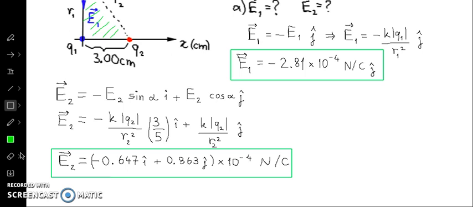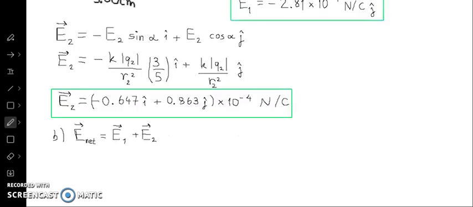Now in part B, we'd like to calculate the net electric field at point P. So we'll basically go ahead and add the two vectors, vector E1 and vector E2. Because we already have our vectors in unit vector format, it's very straightforward to add them together. We're going to add the two vectors component by component. So we're going to add the x components together and the y components together.